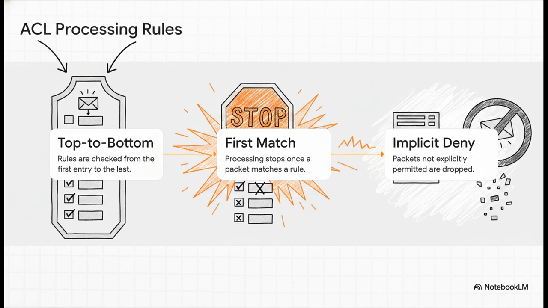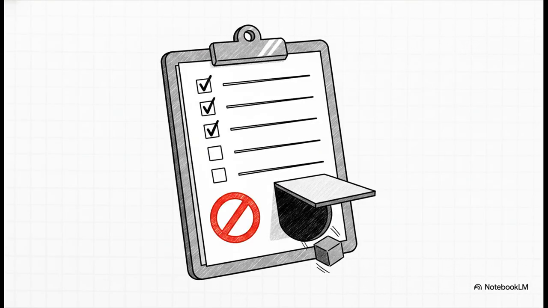And finally, the third step is the implicit deny. Think of this as a hidden trapdoor. Every single ACL automatically ends with an invisible deny all rule. Even if you didn't write it yourself, it is sitting there at the end of every checkpoint. So, if your packet goes through the whole list and doesn't explicitly match a single rule, the trapdoor opens and the packet is automatically dropped. It's that simple. If you aren't on the list, you don't get in.